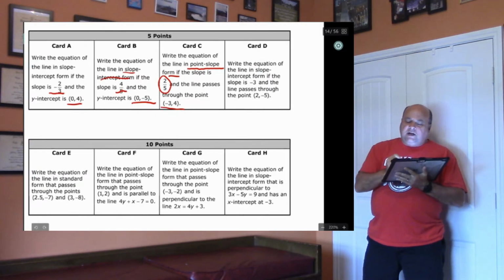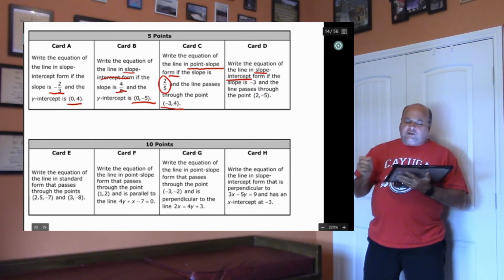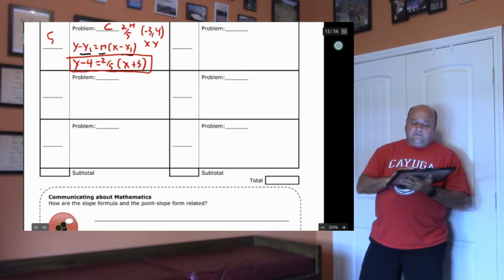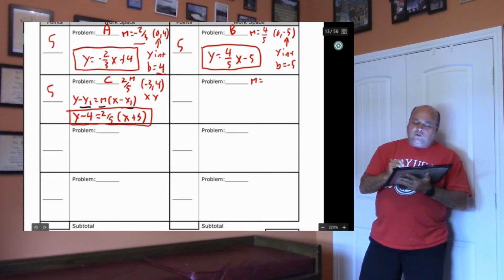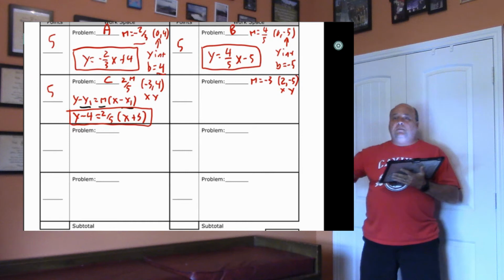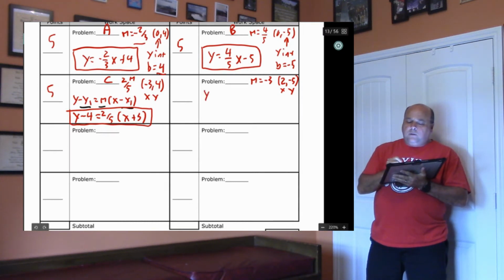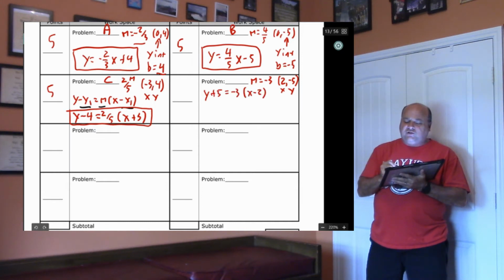Okay, write the equation in slope-intercept form, which is y equals mx plus b. The slope's -3, and it goes through (2, -5). So m equals -3, and the point is (2, -5). Okay, so I want mx plus b, but I need to plug it into point slope. So let's do y plus 5 equals -3 parentheses x minus 2.